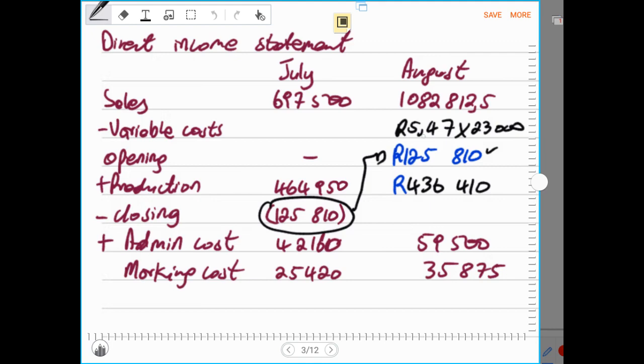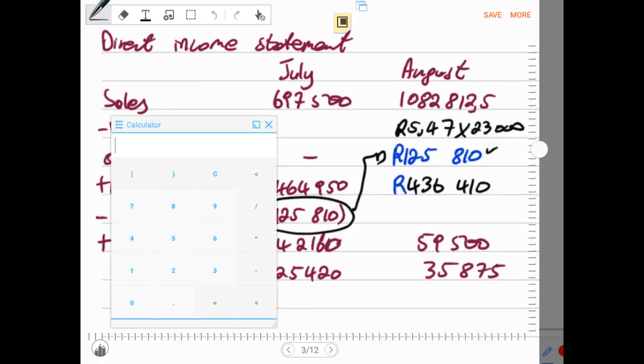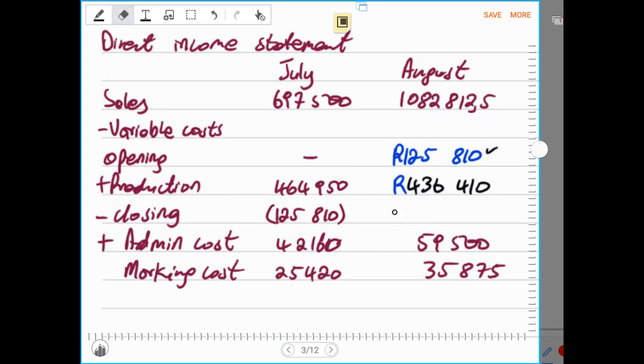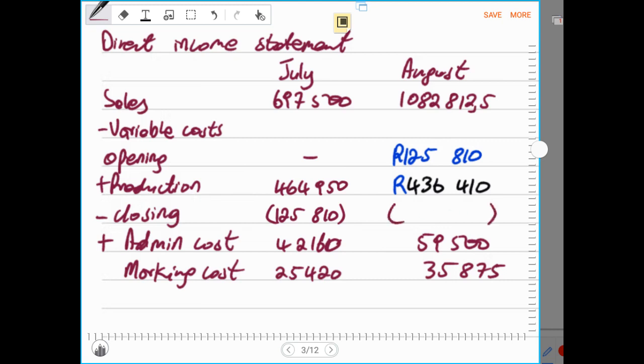So that is why we said 5.47 times by 23,000, and if you do that, you will surely get to the same amount. 5.47 times by 23,000 will be 125,810. That is why we base that on the previous cost, because it was incurred in the previous month. Then we go to our closing, and our closing will surely have to be based on the cost of the current period, and closing was 13,500.